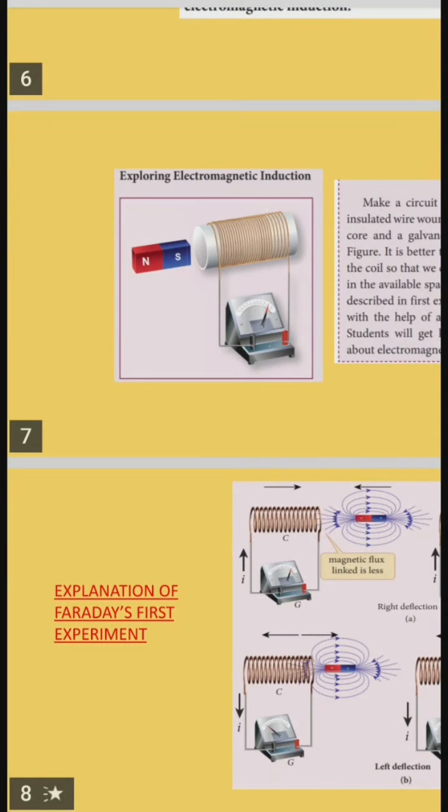Next one, when the magnet is withdrawn, the magnetic flux linked with the coil decreases. The decrease in magnetic flux again induces an EMF in the opposite direction, and hence the electric current flows in the opposite direction, figure B. So there is deflection in the galvanometer when there is relative motion between the coil and the magnet.